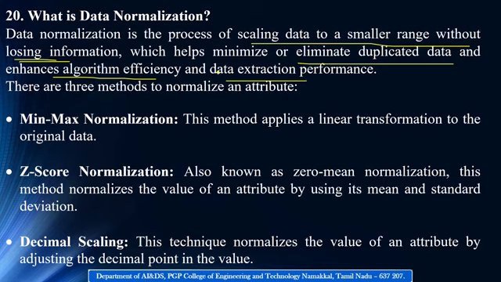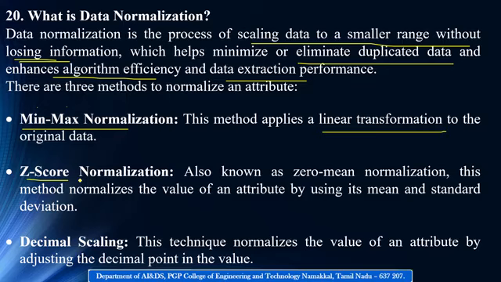Now you can see there are three different methods available for data normalization. The first one is called min-max normalization. The word itself makes it very clear: minimum and maximum. This method applies a linear transformation to your data. I think it is available in lecture number 3.